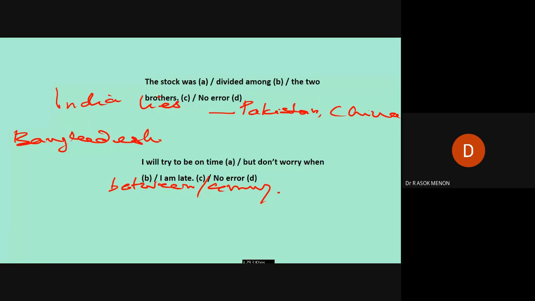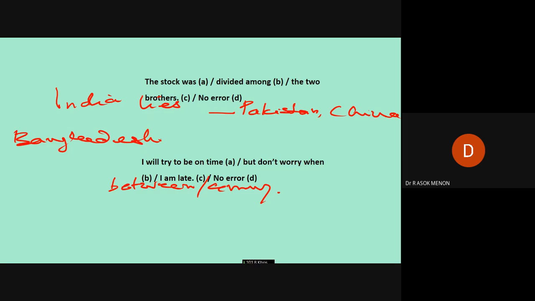Here it is between, because each entity is specifically named: Pakistan, China, Bangladesh. It doesn't matter whether it is Pakistan, China, Bangladesh, and Myanmar, no matter how many. When you specifically mention each name, it is always between. On the other hand, India lies dash some poor countries. Then it is always among, because we don't mention the names of the nations. So when you mention the names of entities, each in turn, the preposition is always between.